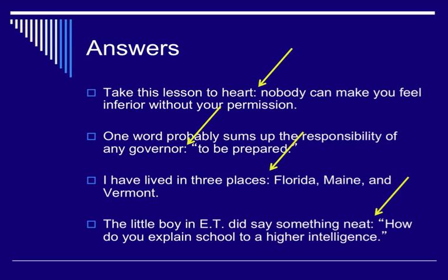You can see that the first one is, "Take this lesson to heart: nobody can make you feel inferior." Number 2, "One word probably sums up the responsibility of any governor: to be prepared." "I have lived in 3 places: Florida, Maine, Vermont." "The little boy in E.T. did say something neat: 'How do you explain school to a higher intelligence?'" So if you're checking your work, make sure you've put the colons there.